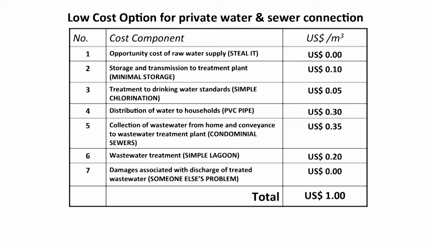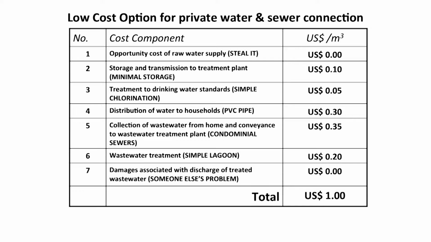Third, our raw water supply is very clean and requires only simple chlorination. Let's say this costs 5 cents per cubic meter. Fourth, let's assume excavation is easy and we live in a tropical area where we don't have to worry about water lines freezing, so we can lay shallow PVC pipe. Assume this costs 30 cents per cubic meter.